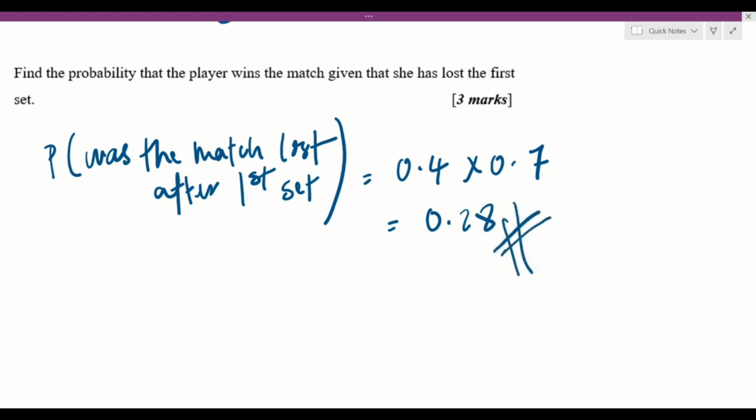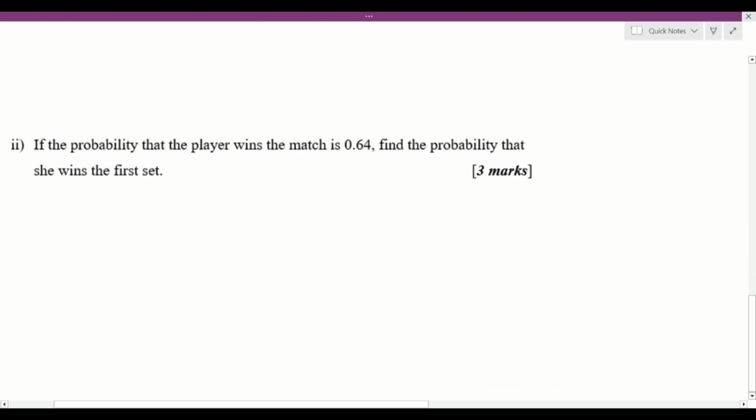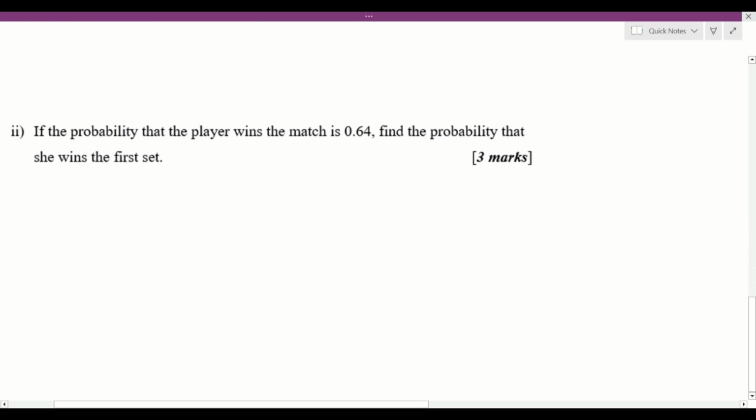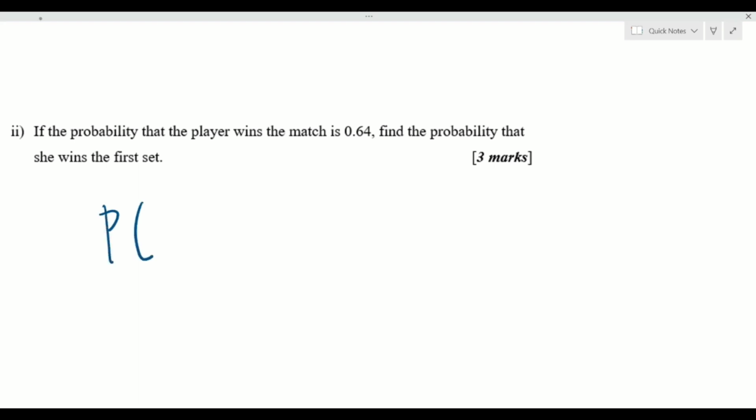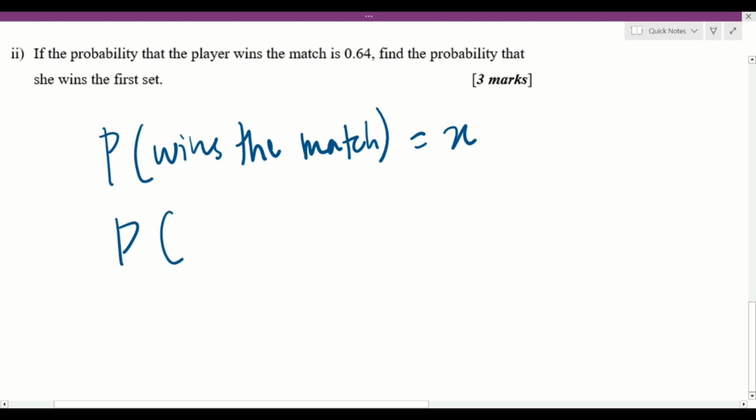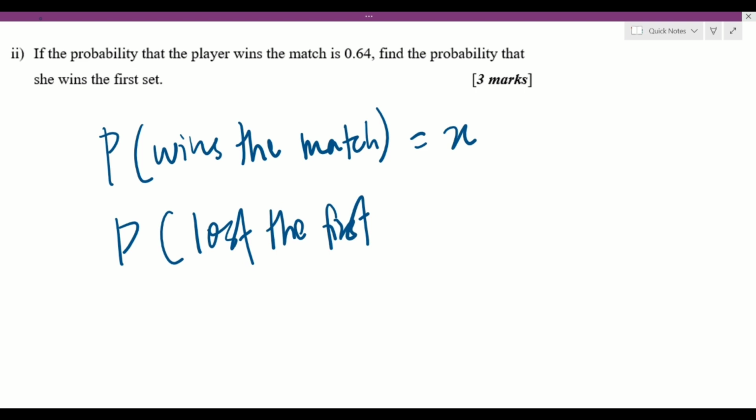Okay, that's the answer. Now the second question: if the probability that the player wins the match is 0.64, find the probability that she wins the first set. It's very easy also. Here we need to assume that P is the probability that she wins the match, let the probability she wins the first set be x, and the probability she lost the first set be 1 minus x.